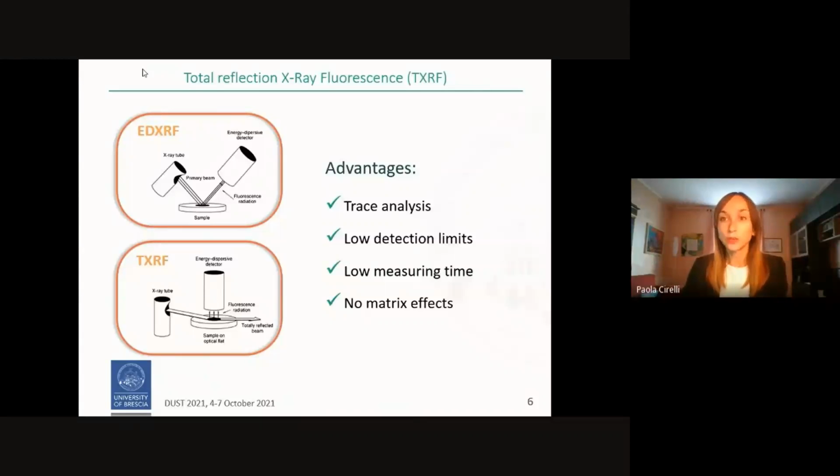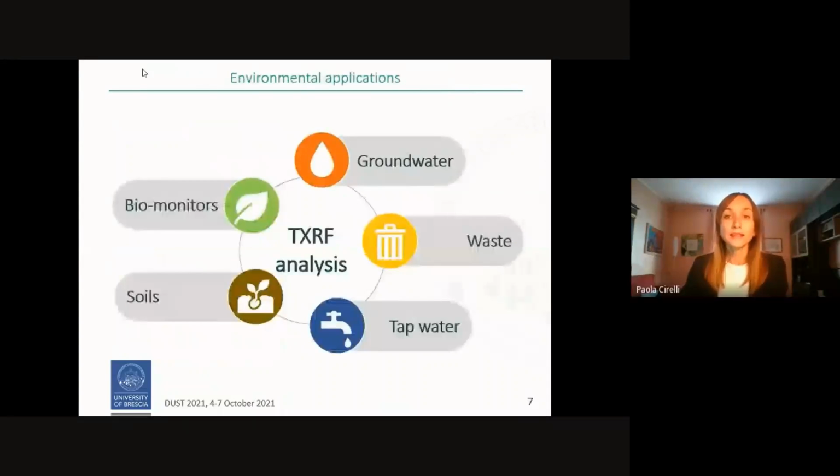Matrix effects are negligible. Compared to conventional XRF, TXRF allows to measure trace levels of elements in the ppb range. The TXRF sample preparation is fast and easy, and this technique allows to measure all the elements simultaneously. TXRF allows to obtain qualitative and quantitative information about the composition of a sample. This technique can be employed in the environmental field for several applications, for example, for the analysis of groundwater, tap water, waste, soils, and biomonitors.